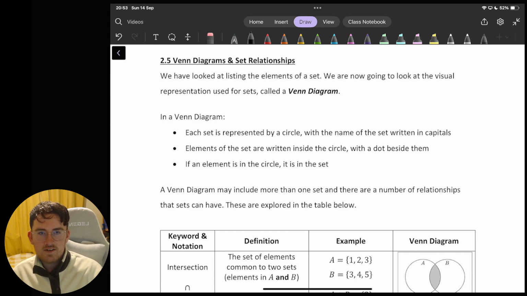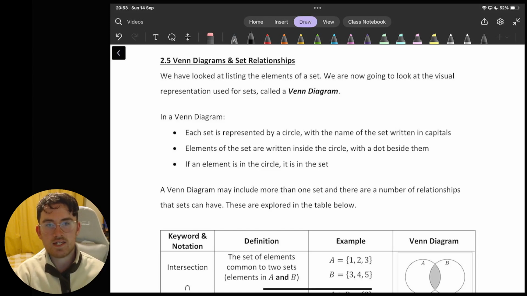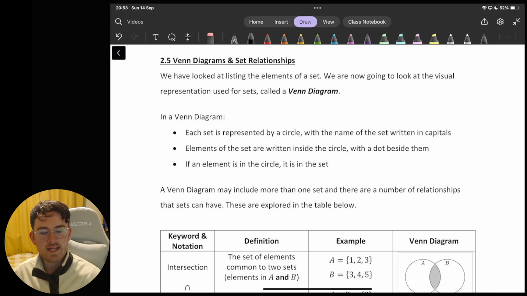So the Venn diagram, it's a visual representation of a set, and really what it boils down to is that in a Venn diagram, a set is represented by a circle. That essentially is what it boils down to. So every set is represented by a circle. If an element is in the set, it will be in the circle. If it's not in the set, it is not in the circle. Okay, and it really boils down to that.